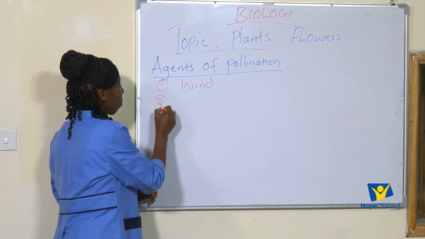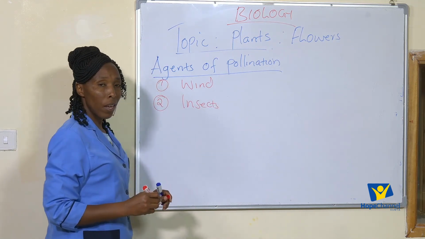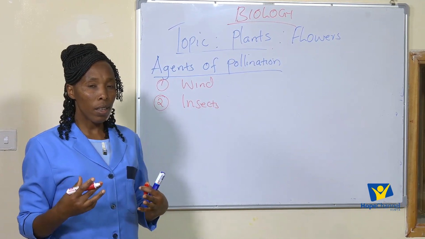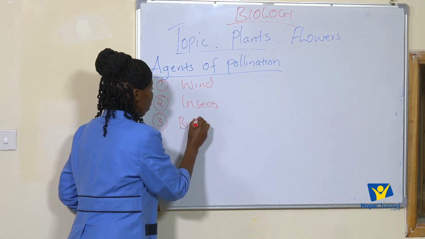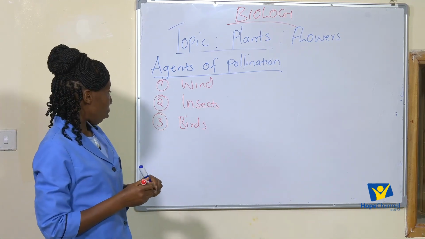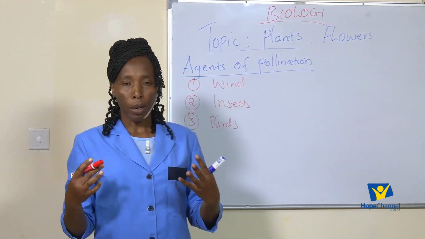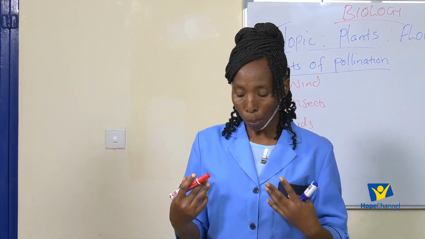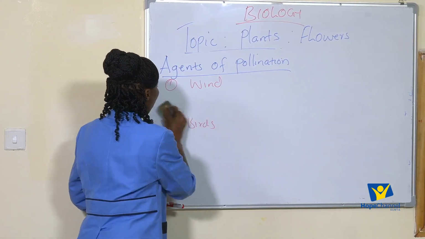Then number two, we have insects. Insects play a major role in pollination. Most of the flowers are insect pollinated. And lastly, we have birds. We have some birds that also play a role in pollination. So we are going to see the adaptations of various flowers to their agent of pollination. So maybe we can start with the wind-pollinated flowers.